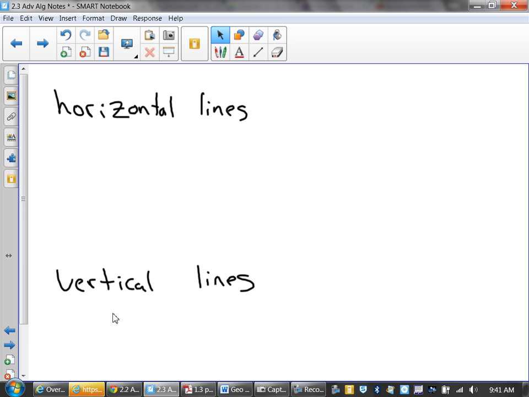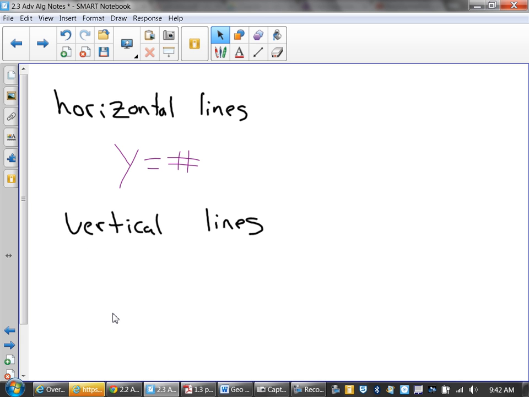Horizontal lines. Remember, horizontal lines have a slope of what? 0. Okay. And every single horizontal line has the exact same equation to start with. What letter does every single horizontal line equation start with? Y. Every horizontal line is always y equals a number. Because if you think about it, every single horizontal line will go through the y-axis, wherever that number is. Same thing goes with the vertical line. Every single vertical line will always be x equals some number.